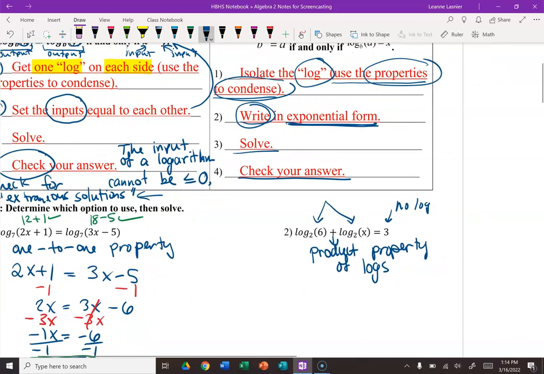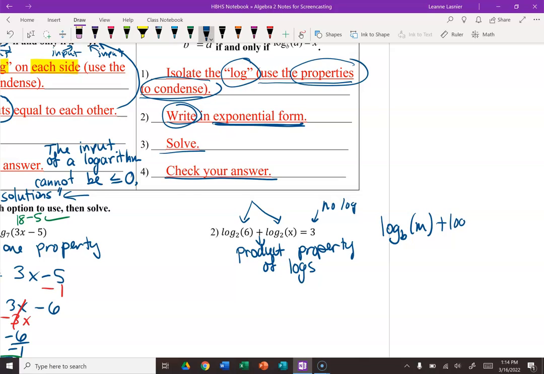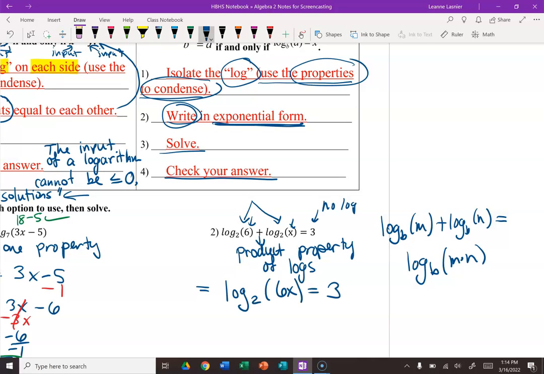And just as a side note, that's the property that says if you are adding 2 different logs with the same base, that is the same thing as having a single log with the same base and multiplying the inputs. It's called the product property for logs. So in this case, our inputs are 6 and x. So this is equal to the log base 2 of 6x. And then that is equal to 3 because I didn't really have to do anything on the right side.